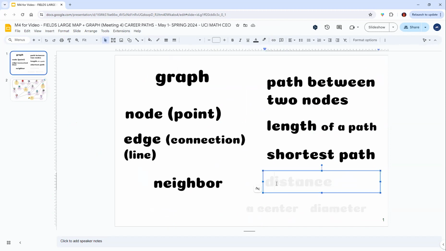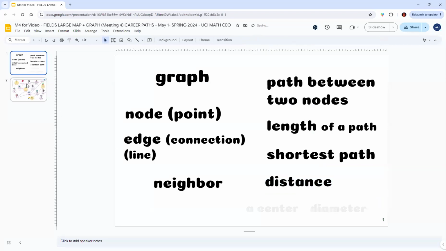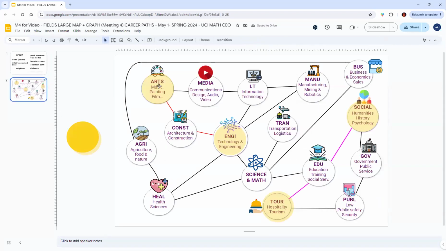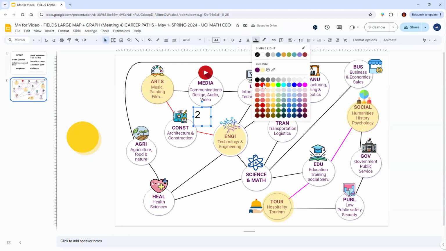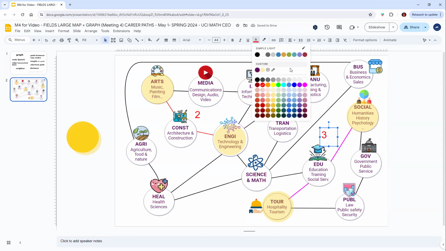So the distance between two nodes, now we're ready to define it. It's just the length of a shortest path connecting these two. So we could say that arts and engineering are at distance 2. That would be the distance. So they're not as far, they're kind of close. And then we could say also that tourism and social sciences have a distance of 3.